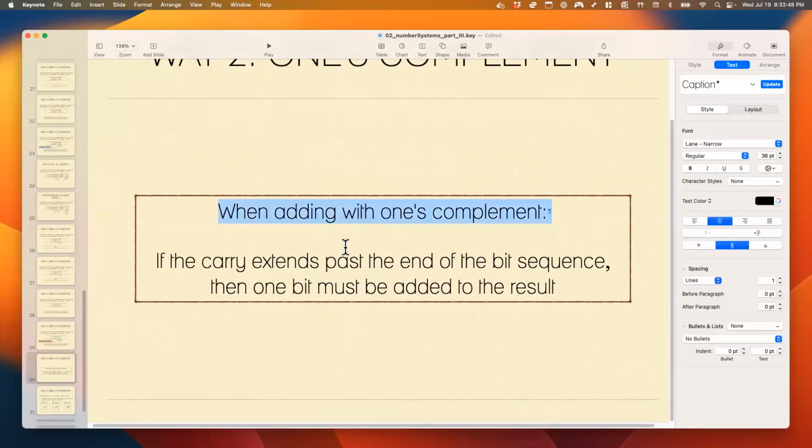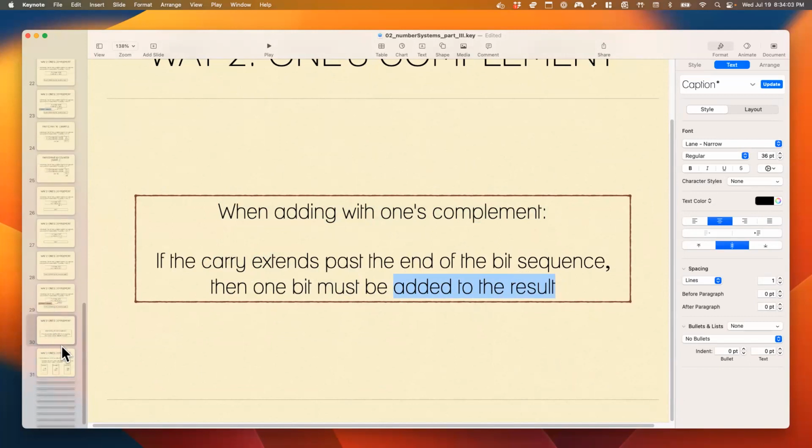So when adding with 1's complement, if the carryover extends past the most significant bit, then we need to add 1 to the result. And that would work.